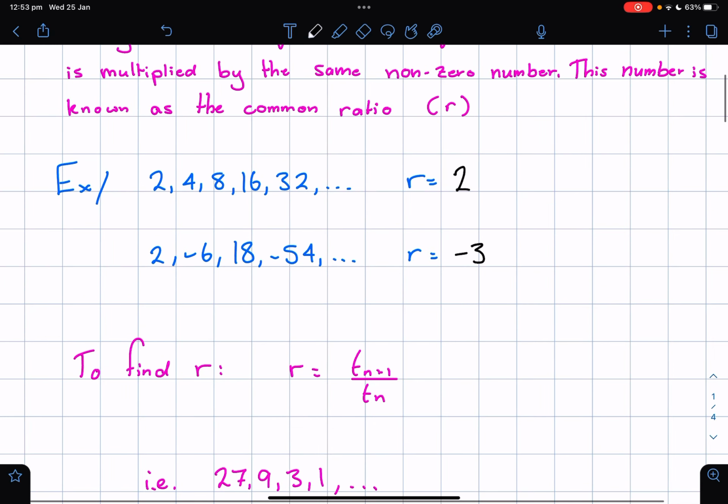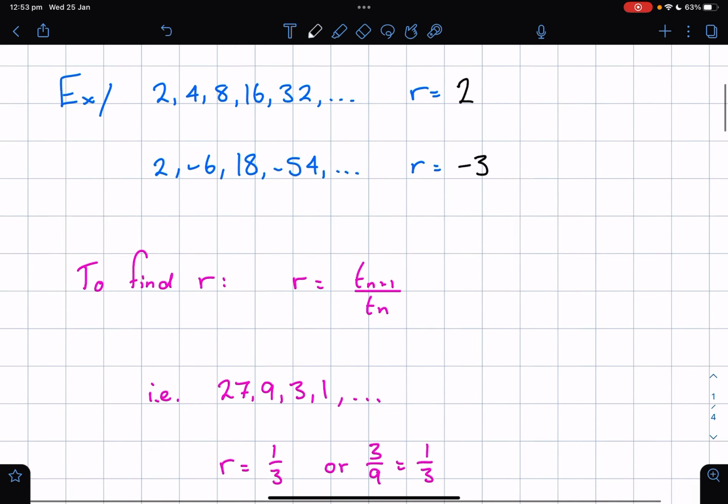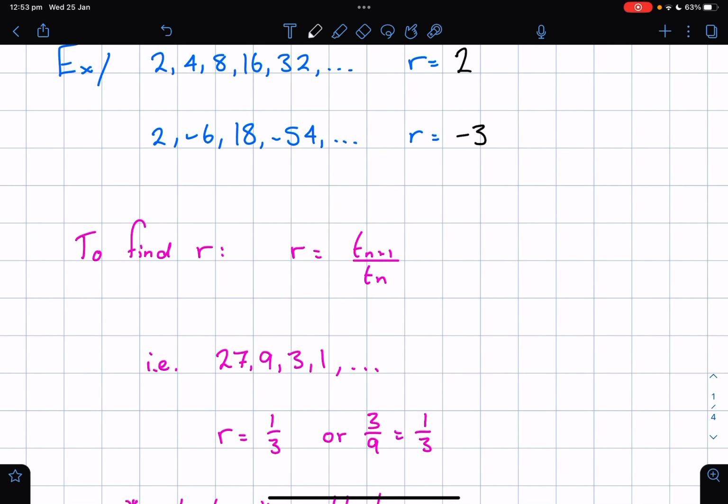Now, to find the common ratio for different sequences with fractions and things like that rolling around, we take the n plus 1th term and divide it by the nth term. So we just take two numbers that are next to each other, the second one divided by the first one. For example, we have 27, 9, 3, 1, and so on. We can use 3 and 1, so it'd be 1 divided by 3, which is 1/3. Or we could choose 9 and 3, so 3 divided by 9, which when we simplify it is 1/3. And then 9 divided by 27 is also 1/3 simplified.